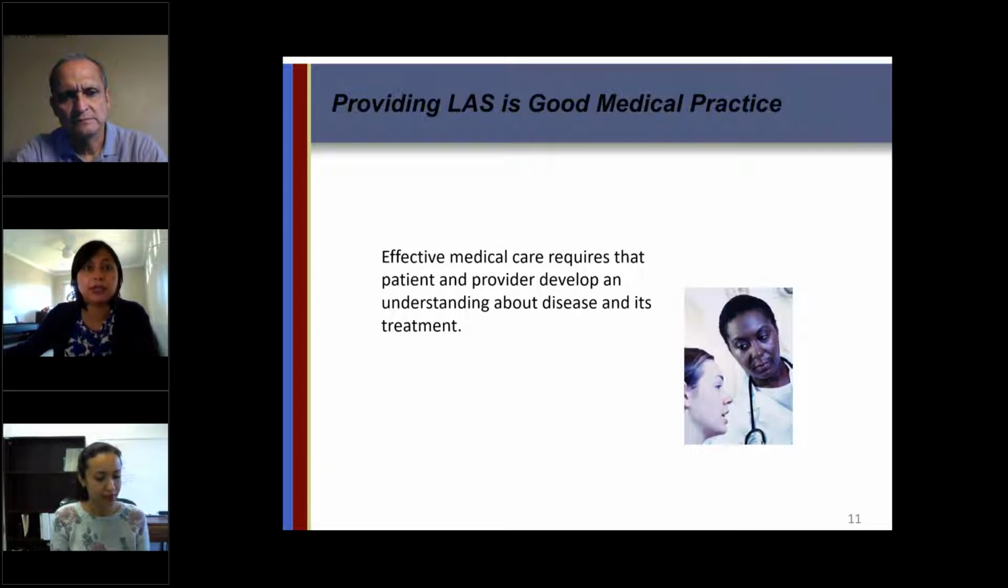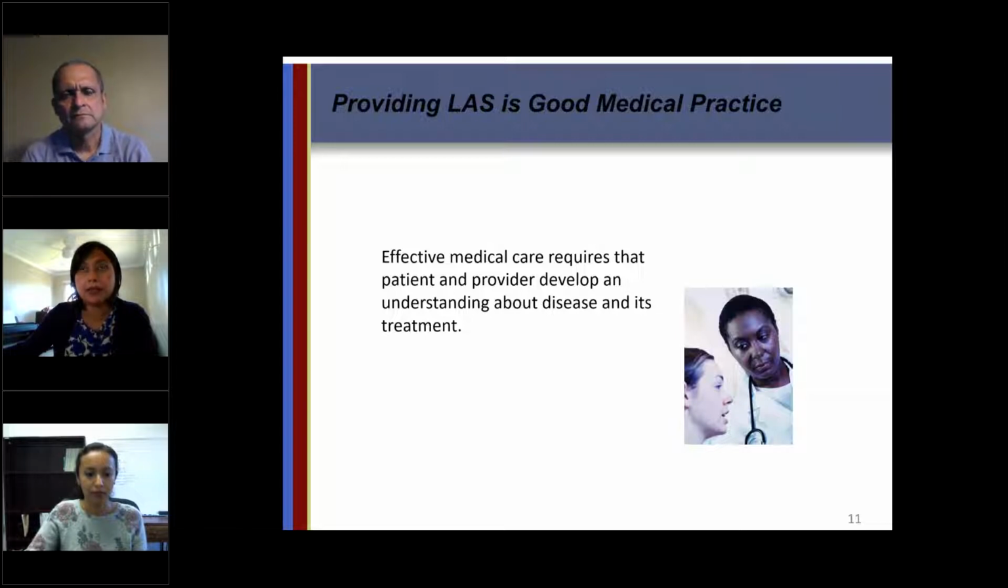Rivera couldn't communicate effectively. So the physicians at OMH who helped develop this curriculum agreed that providing language access services is a critical component of good medical practice, because when a healthcare provider can't communicate effectively about disease and treatment, or if a patient can't describe their experience or their illness, then it's very difficult to negotiate appropriate care.